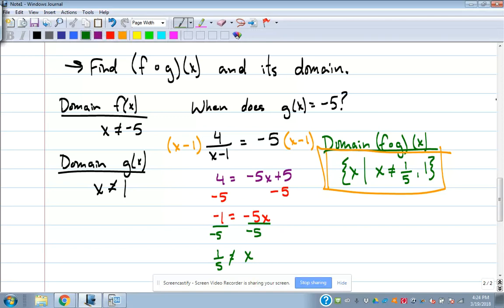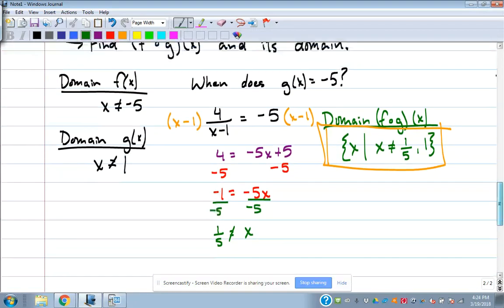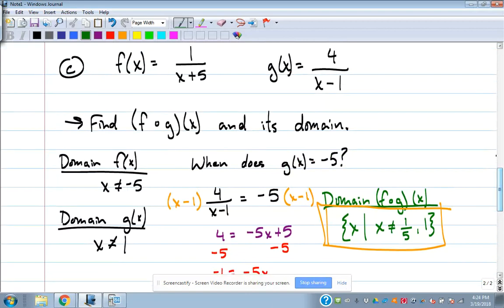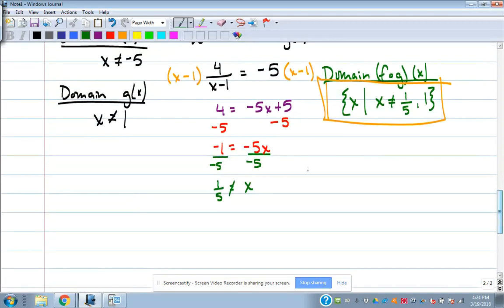Okay. Now we need to find the composite function itself. So we're taking g of x and replacing x in f of x. So f composed with g. So that'd be 1 over, instead of x, we're going to put 4 over x minus 1, and then plus 5. It would be wonderful if we could leave it that way. But a fraction inside of a fraction is a no-go. Okay? Can't have that. So we've got to do a little bit of work here to simplify this.